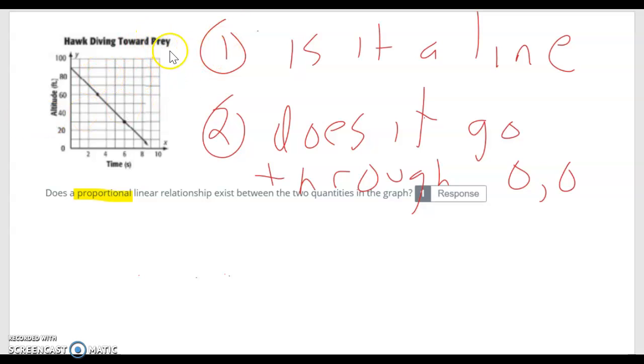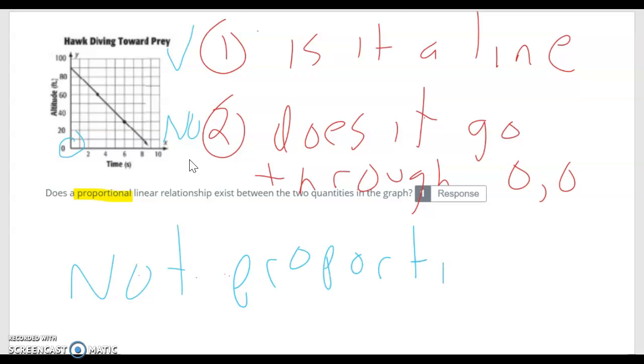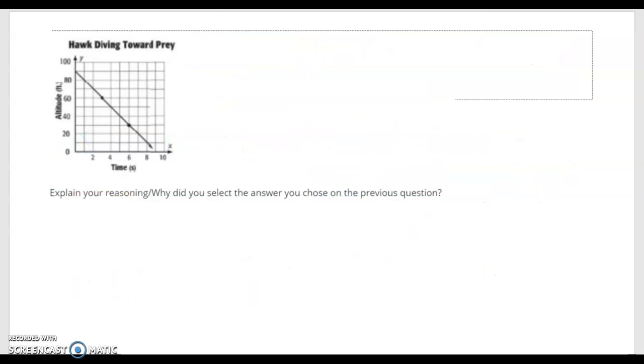Is it a line? Yes, in this case it is. Check mark here. Does it go through 0, 0? No. Then this is not proportional. Two questions to answer, both have to be yes for it to be proportional. On to the next question.